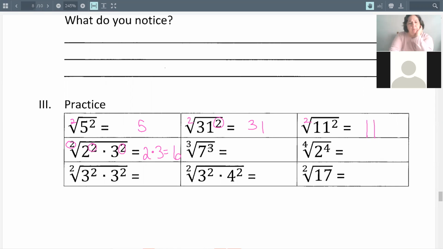This is true for cube roots. The cube root of 7 cubed is a 7. The fourth root of 2 to the fourth is a 2. So as long as the index and the exponent match, the answer is the base, no matter if it's square roots, cube roots, or fourth roots.